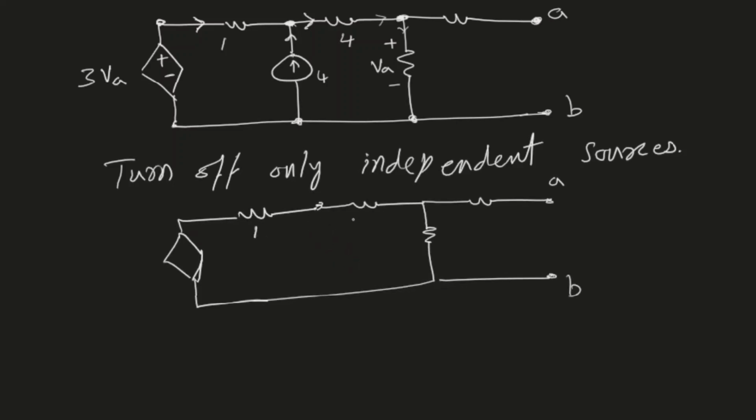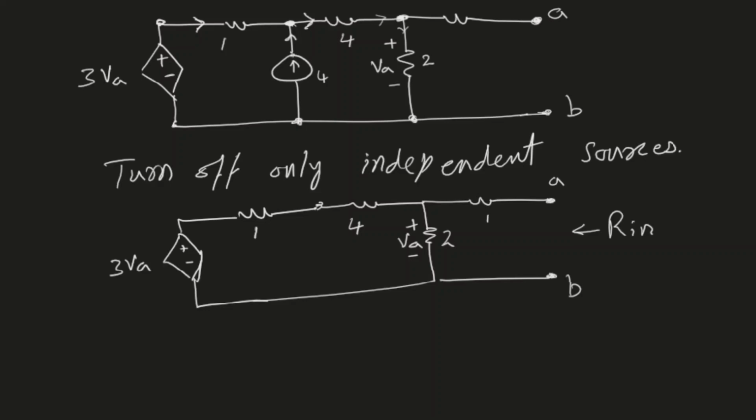Now we have a 1 ohm resistor here and a 4 ohm resistor. This one was 2 ohm and this one was 1 ohm. Now this is our circuit, and this is 3VA. We want to find the input resistance, Rin. So the resistance that I will see if I connect, let's say, a multimeter between these 2 points A and B. So I need to find out the equivalent resistance of this entire circuit.